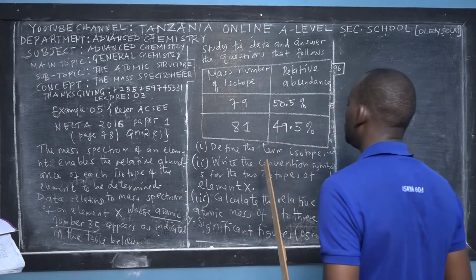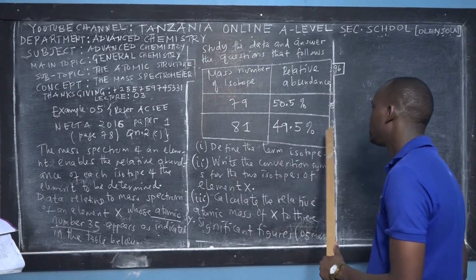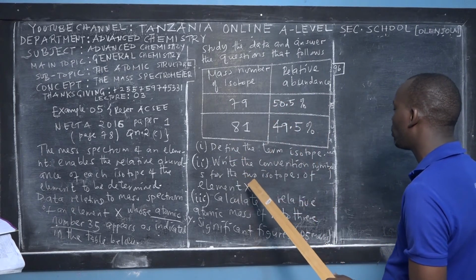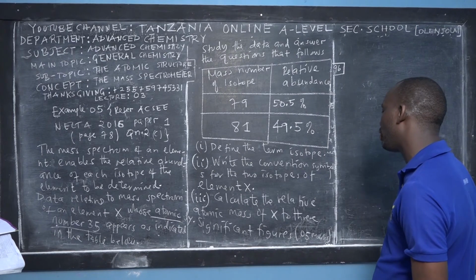So these are the questions. Is this the data or this the given table? You have to draw a good table, actually, that I've been drawing quickly. Define the term isotope, what the meaning of isotope is.